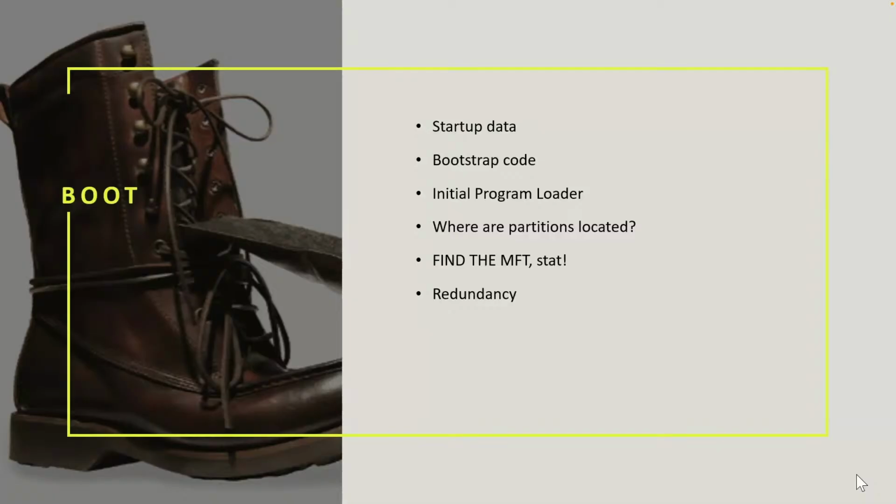So the first thing that you see would probably be a bootstrap code. This is generally how things boot up in most OSs. But in this one specifically, you have something called an initial program loader. So what does this do? Apart from the basic init programs, making sure everything's in order, it tells you where your partitions are located.